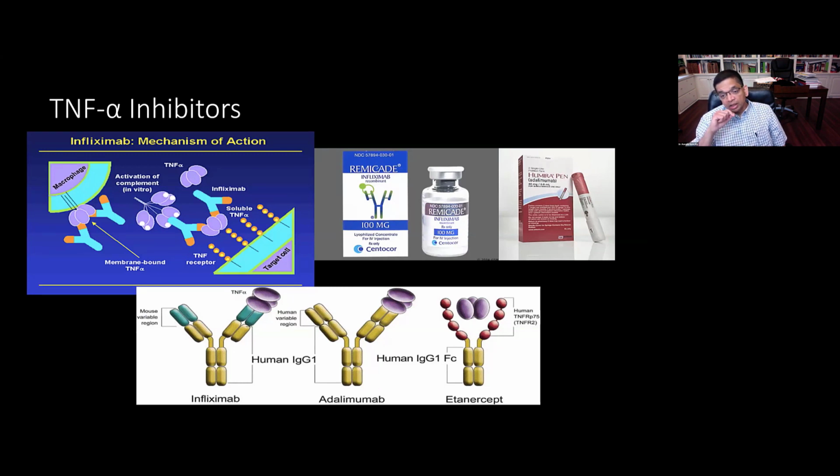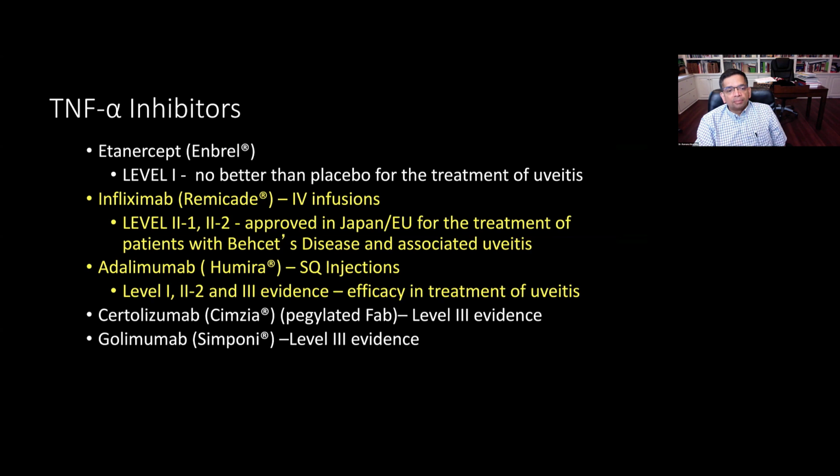And etanercept, which we typically don't use primarily for the treatment of uveitis, and in fact, etanercept has a clouded history of potentially being a cause of de novo uveitis in patients who don't have a history of uveitis. We avoid it, but it's a receptor analog. It has a human Fc component and a human TNF receptor chain that binds solubilized TNF-alpha. Etanercept is no better than placebo for the treatment of uveitis. We have level 1 evidence of that.